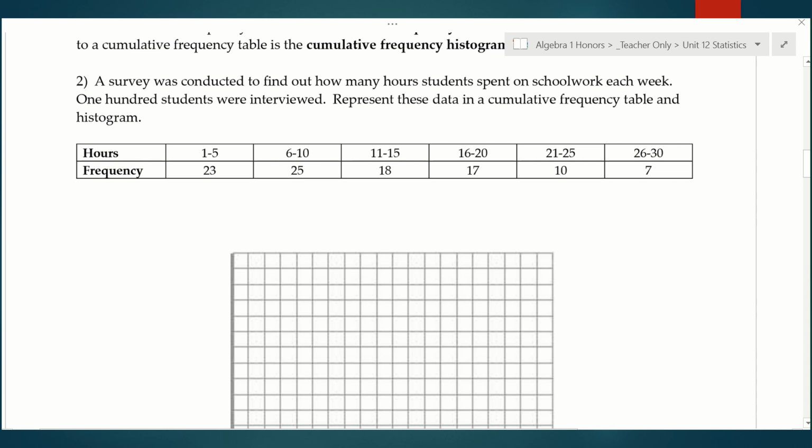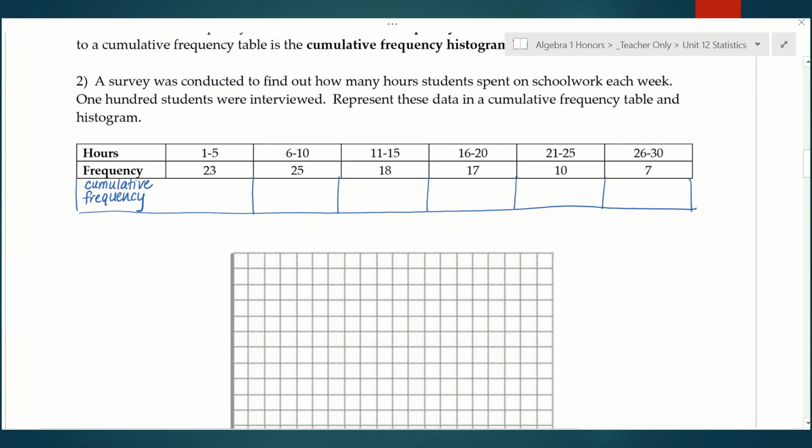So what we're going to do is add a row to this table, and we're going to call it cumulative frequency. The reason we're doing this is because we are creating a cumulative frequency histogram, and so these are the numbers that we're going to be plotting, not the frequency. Okay, so I'm just going to add this on here. The way this works is you take the interval that came before and add it on. Now, I'm going to show you what I mean by that.